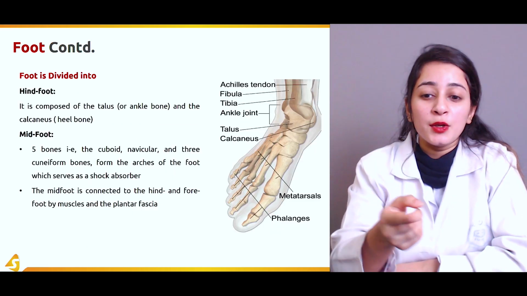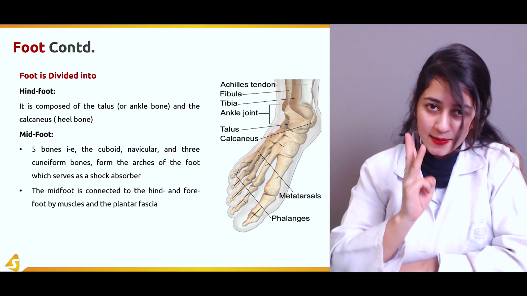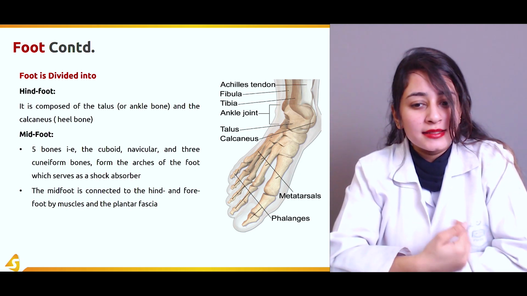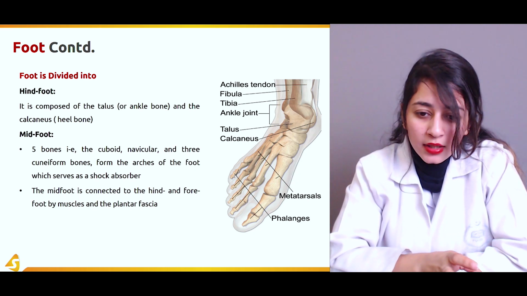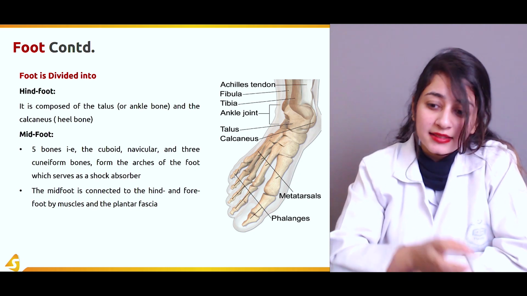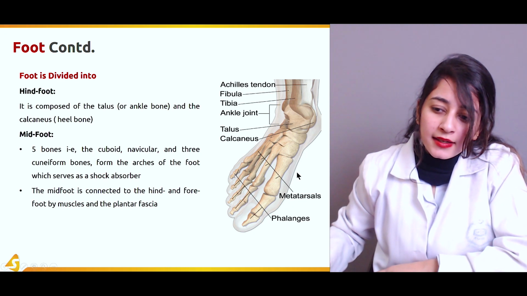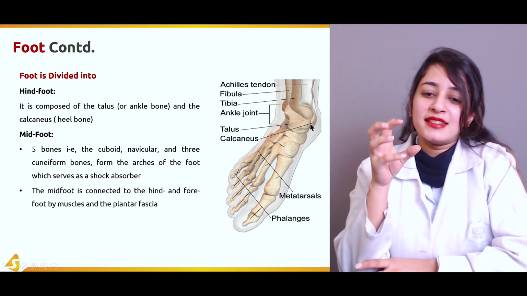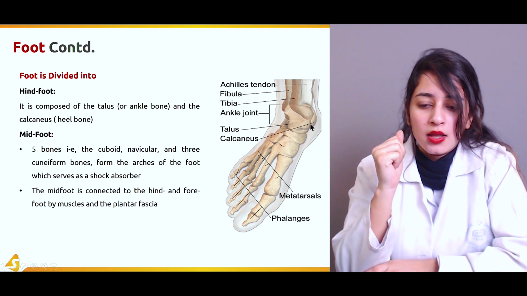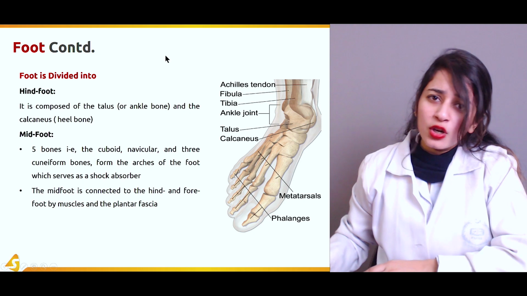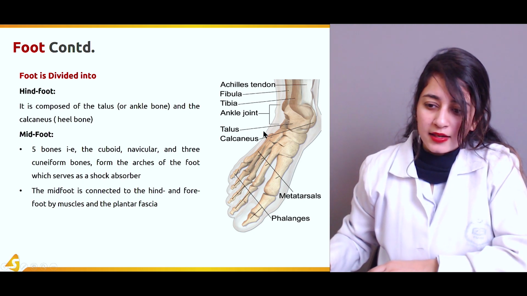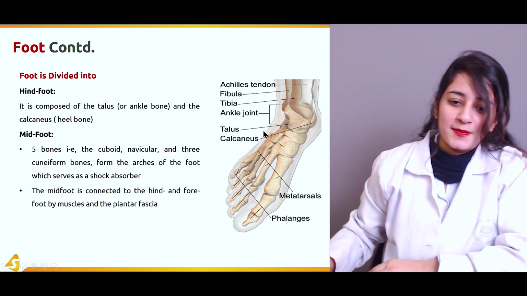Foot is divided into three parts: hind foot, midfoot, and forefoot. The hind foot is composed of talus or ankle bone and the calcaneus, that is the heel bone. Here is calcaneus. That's a really big bone. So that's calcaneal, or you can say heel bone. And talus or ankle bone we have. This is ankle joint, and on the front we have talus. This is talus, and on the back we have the calcaneus.